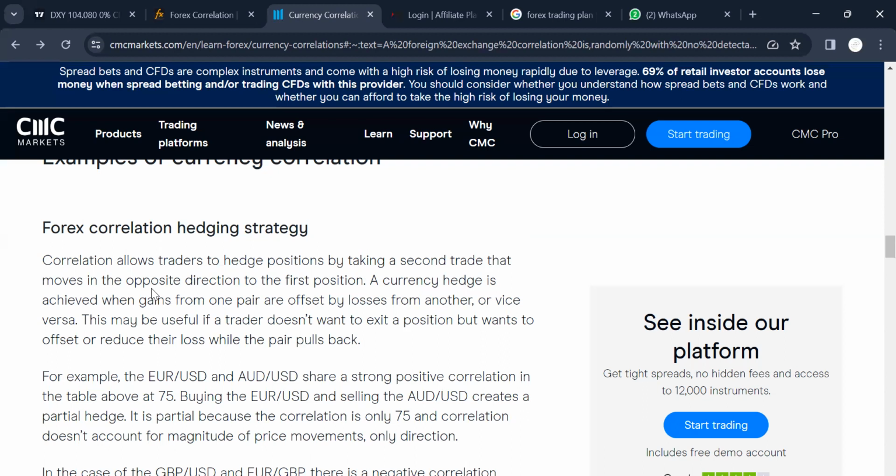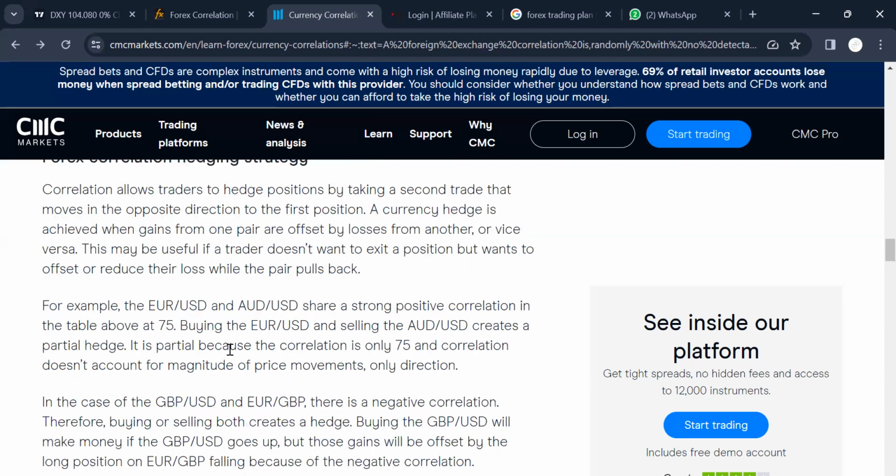So they enter first. If they are losing and they think there's no savior, then they'll go to the negative one, enter big lots just to cover their asses up. So that's what they do. If you're amateur, don't try this. Now, for example, the Euro USD and AUD USD share a strong positive correlation. You understand? You are seeing the picture now.